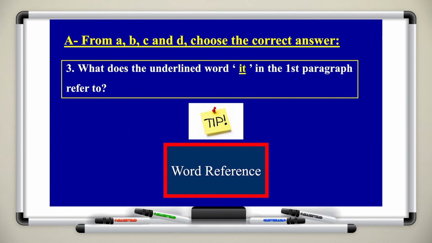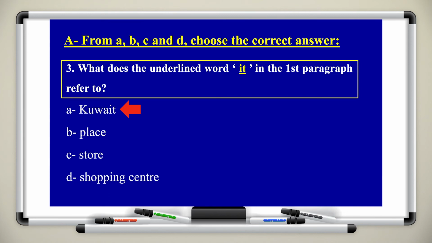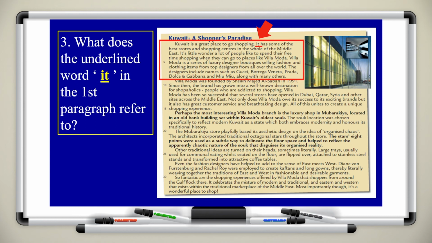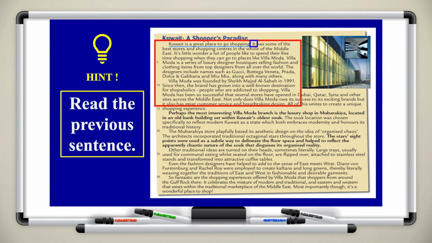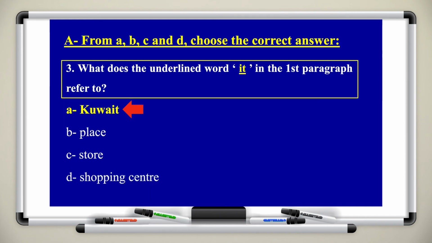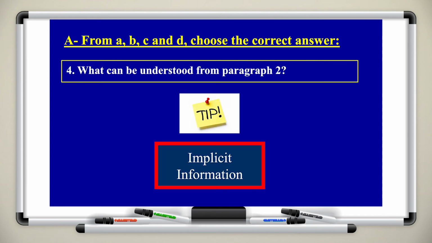What does the underlined word it in the 1st paragraph refer to? This is word reference. So does it refer to Kuwait, place, store, or shopping center? Again, look at the text, look at the sentence. However, if you don't find the answer in the sentence itself, I recommend that you read the previous sentence. Doing so will help you understand what the word it refers to. So the answer is Kuwait. Excellent job. Here's number 4.